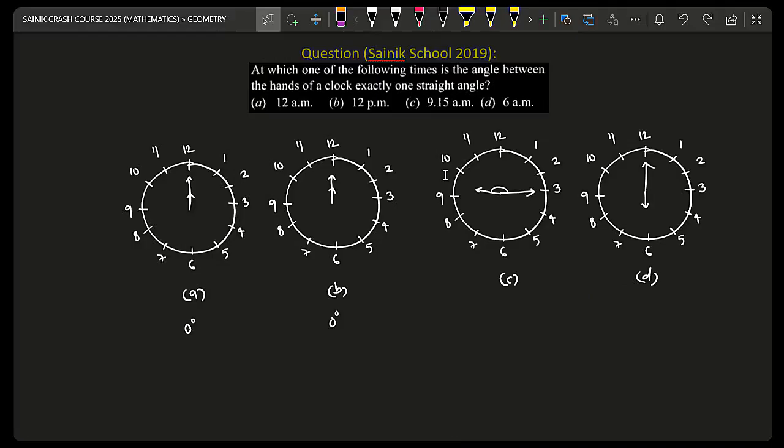So let's only write the type. What is the type of this angle now? Sir, pure angle. Yes, it's an obtuse angle. That means it is not a straight angle, it is less than a straight angle. And what about option D? Sir, straight angle. Yes, it is a straight angle. And which option is correct? Option D. Yes, option D. Daksh, you can mute.